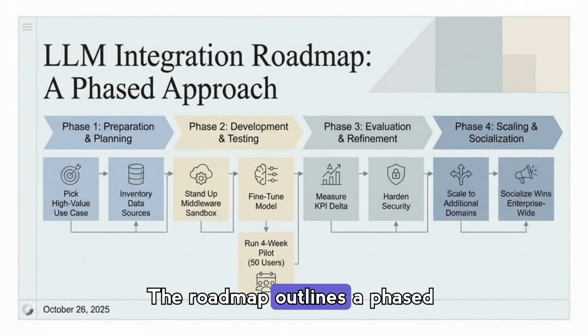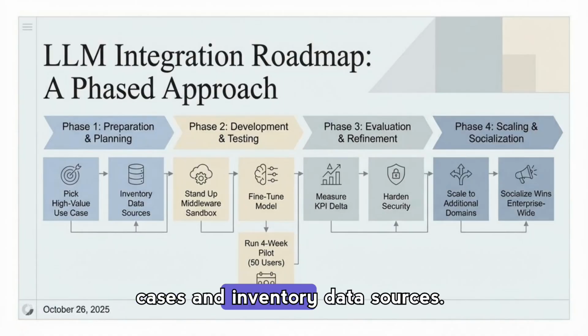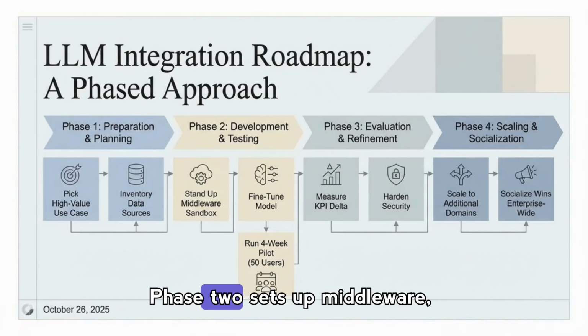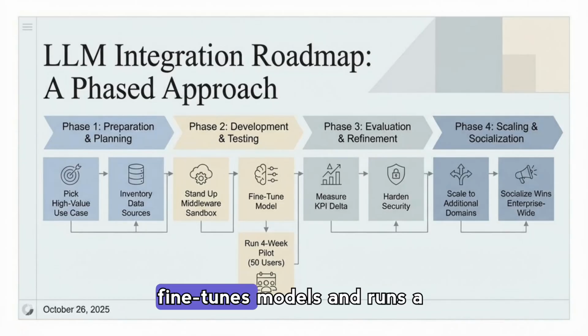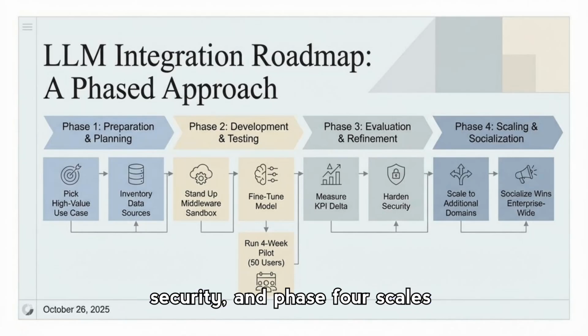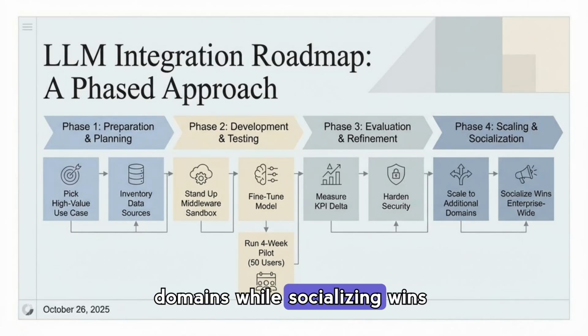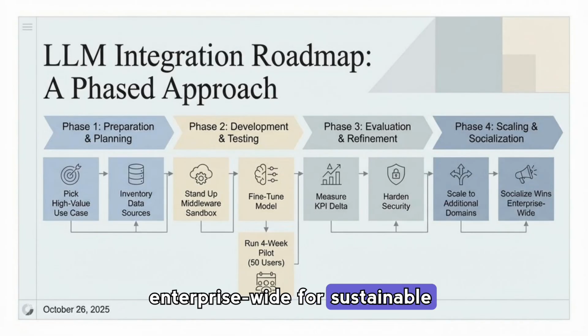The roadmap outlines a phased approach. Phase 1 focuses on preparation: pick high-value use cases and inventory data sources. Phase 2 sets up middleware, fine-tunes models, and runs a 4-week pilot. Phase 3 measures KPI deltas and hardens security. And Phase 4 scales successful patterns to additional domains while socializing wins enterprise-wide for sustainable adoption.